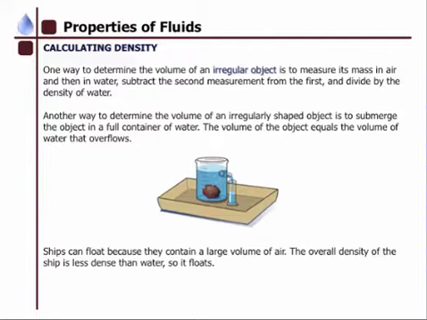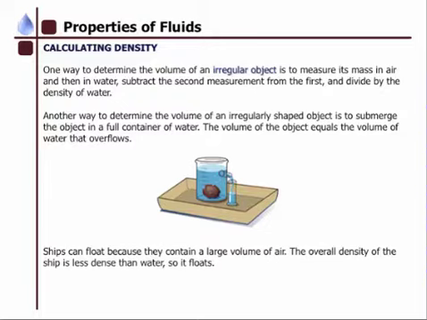Next, we're going to talk about calculating density. One way to determine the volume of an irregular object is to measure its mass in air and then measure its mass in water and subtract the second measurement from the first. You then divide by the density of water. We'll talk about that a little bit later.